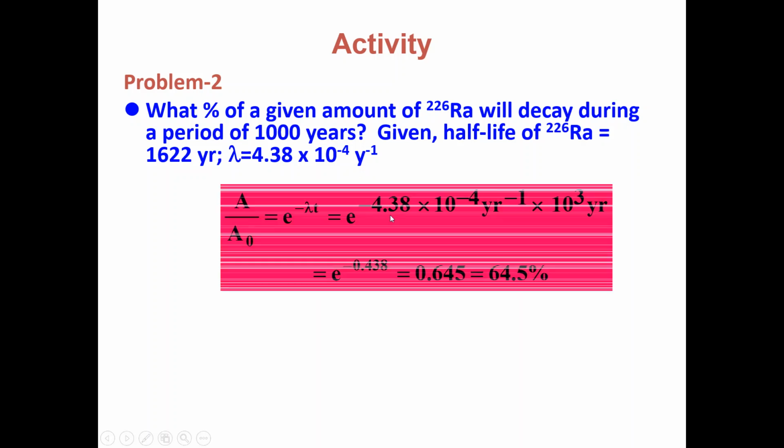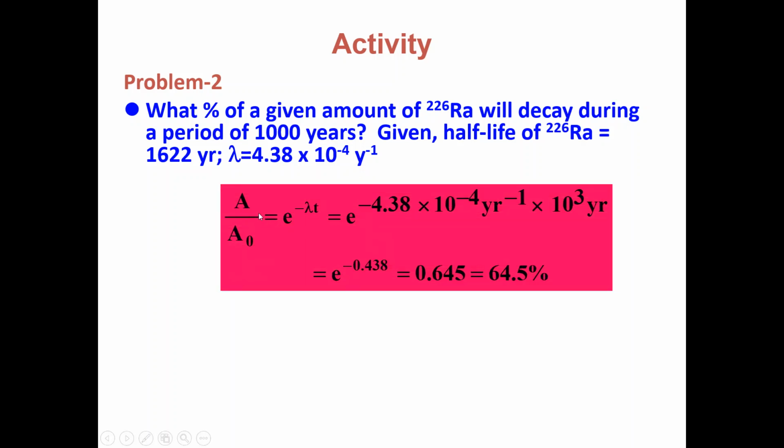So again, with the decay constant, the formula for the activity is given by A over N naught is equal to exponential minus lambda t. So now you just need to put the values. Once you put the values, you do your calculations. So from the calculations, we get this value that is equal to 0.645.